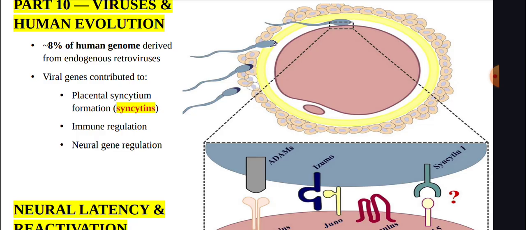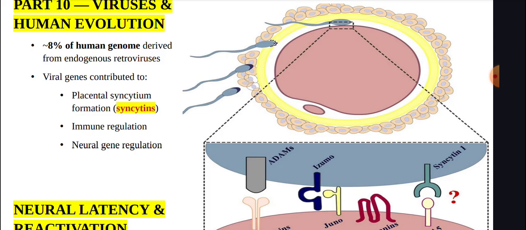genes. The most famous example is a gene called syncytin. Syncytin. What does it do? It is absolutely essential for the formation of the human placenta. It's a protein that causes cells to fuse together to create the syncytiotrophoblast, the critical barrier between the mother and the fetus that allows nutrient exchange but blocks immune rejection.